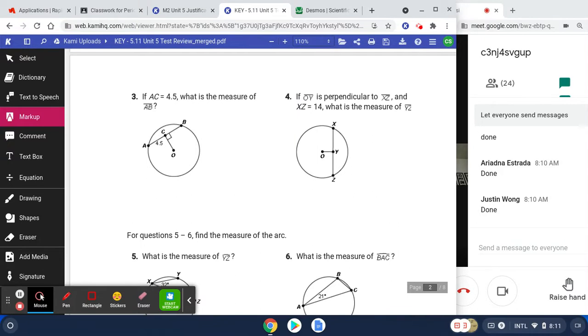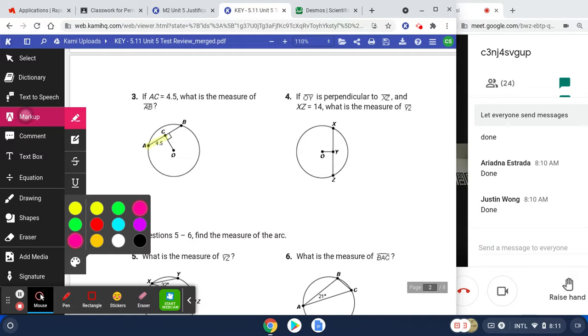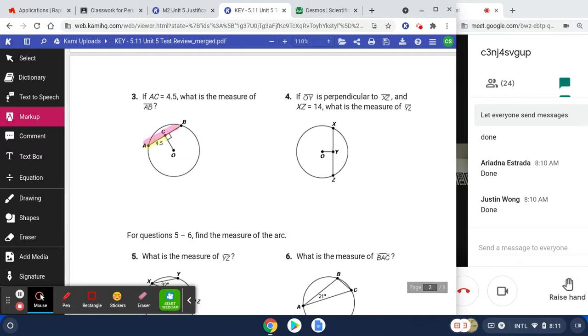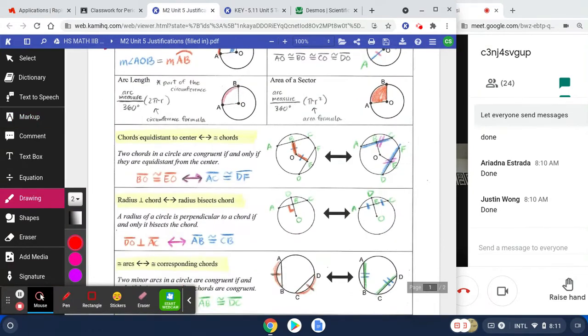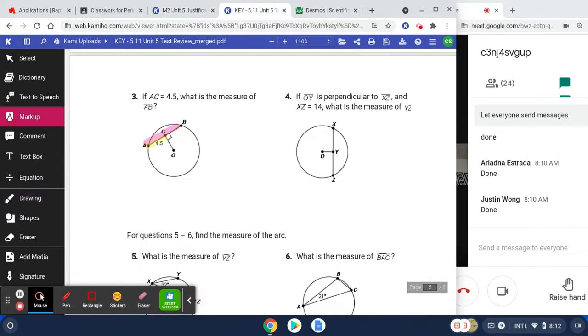Okay, so next one says, if AC is equal to 4.5, so check this out, this little piece here is equal to 4.5. What is the measure of the whole chord? And if you guys remember, I'm going to go back to the little justifications page. You're looking for a picture that looks like this, and we see the radius perpendicular chord, radius bisects chord theorem. This guy right here. Okay, radius perpendicular chord, radius bisects chord theorem. So I'm going to go over and write that in.